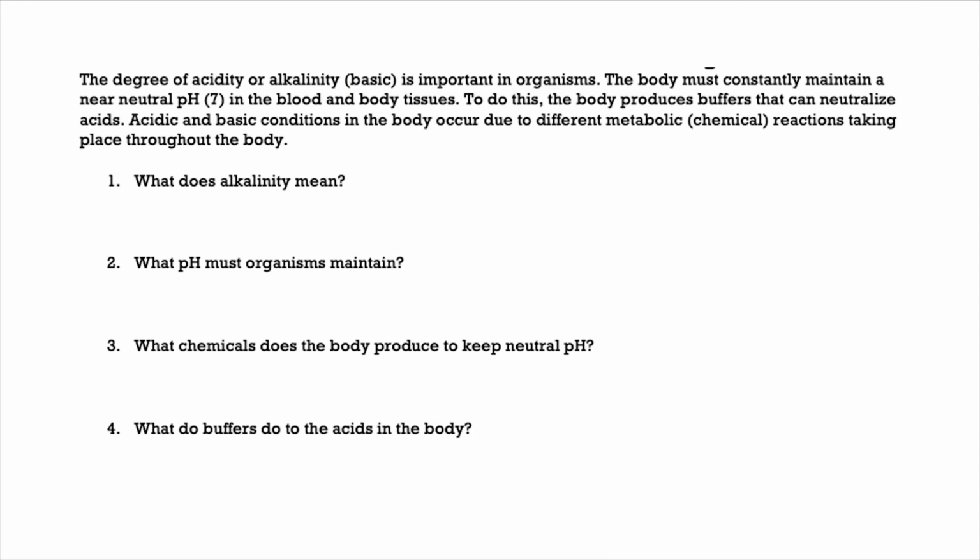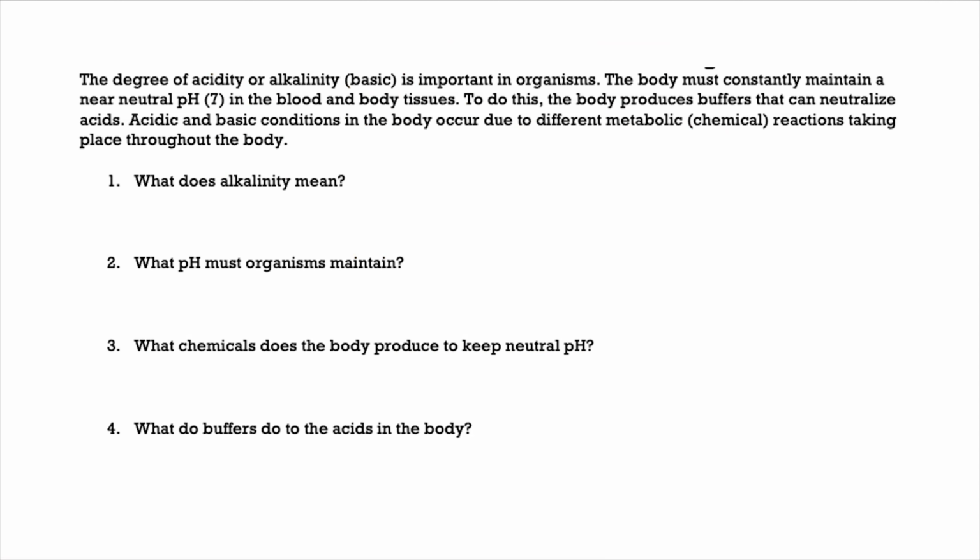The degree of acidity or alkalinity, basic, is important to organisms. The body must constantly maintain a near neutral pH 7 in the blood and body tissues. To do this, the body produces buffers that can neutralize acids. Acidic and basic conditions in the body occur due to different metabolic chemical reactions taking place throughout the body.